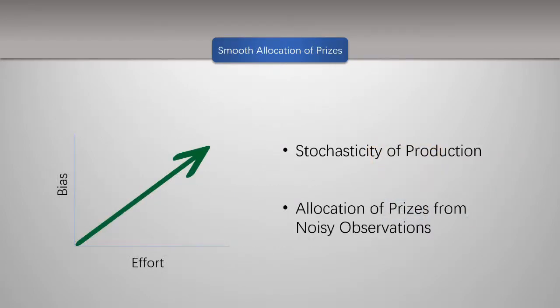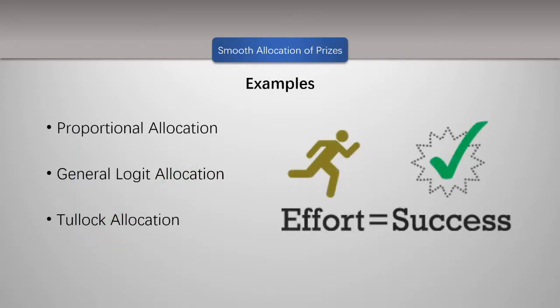Smooth allocation of prizes can arise due to various factors. Firstly, the stochasticity of production, where individual production outputs are considered random and positively correlated with invested efforts. And secondly, the allocation of prizes is based on a ranking of players derived from noisy observations of individual performance outputs. Some examples of smooth allocation of prizes include proportional allocation, where the prize is split proportional to the agents' invested efforts, on the condition that at least 1 player has invested effort, otherwise the prize is split.